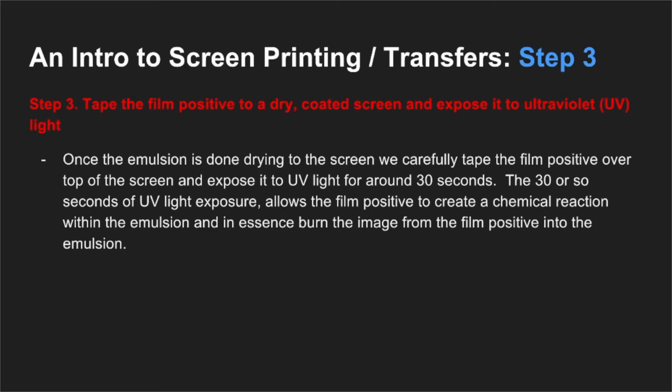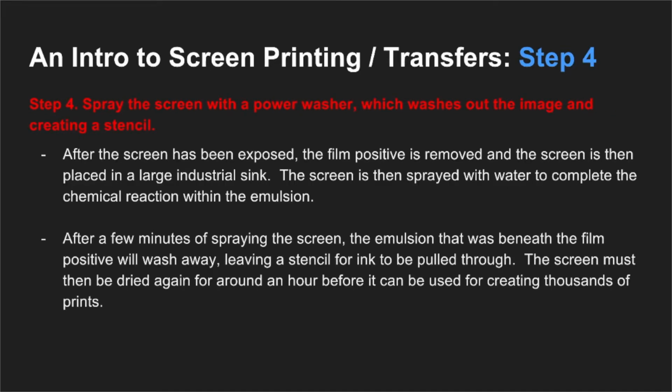Now that we've coated a screen and let it dry, and we have our film positive, we are going to tape the film positive to the dry coated screen and expose it to ultraviolet light. Once the screen has been exposed, essentially the image within the film positive is transferred, or burned, into the screen. To reveal the stencil, we put it in a large industrial sink and spray the screen with a power washer, which will wash out the image and create a stencil for us to print from.